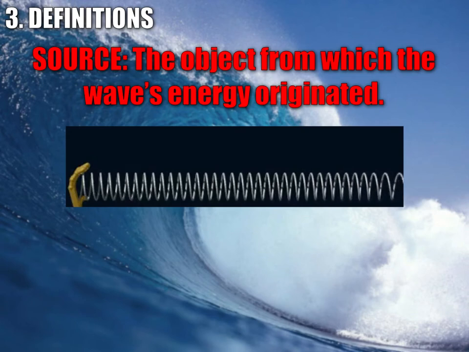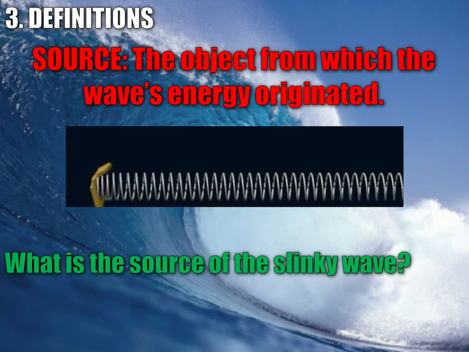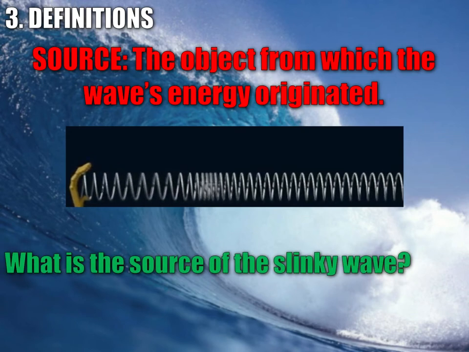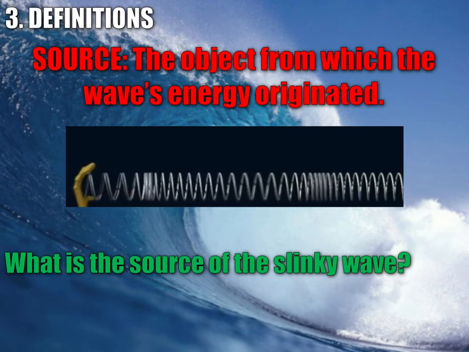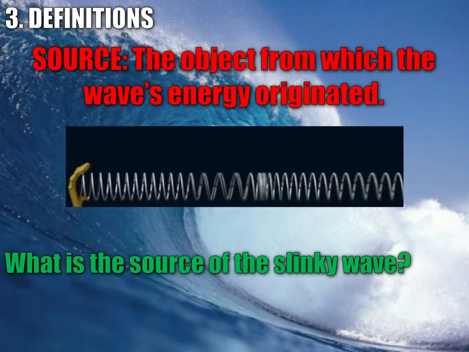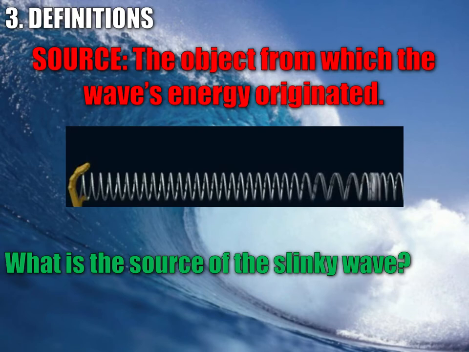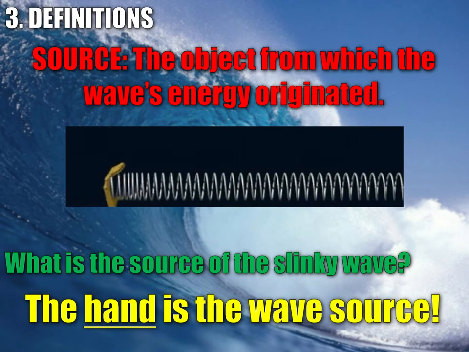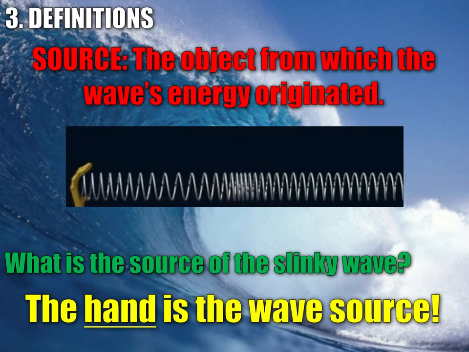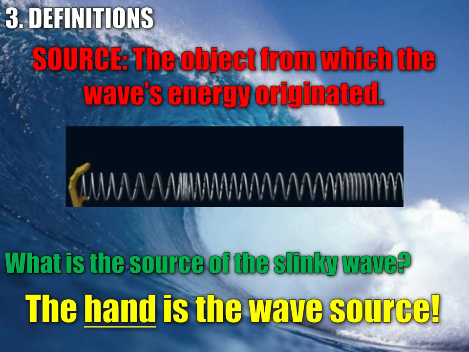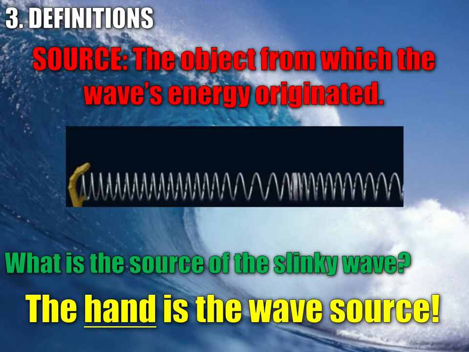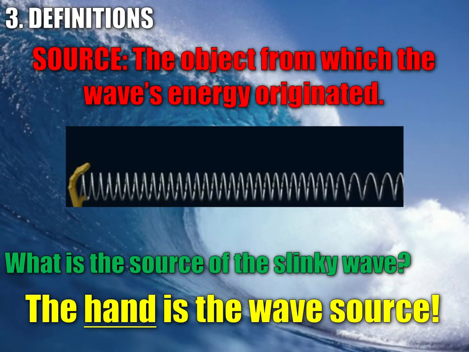So in the case of this slinky wave being shown, what is the source of this wave? Where does the energy traveling down this slinky, where did that energy come from? And the answer, of course, is it came from the hand. So in this example, the hand is the wave source. The hand is the object from which the energy originated.